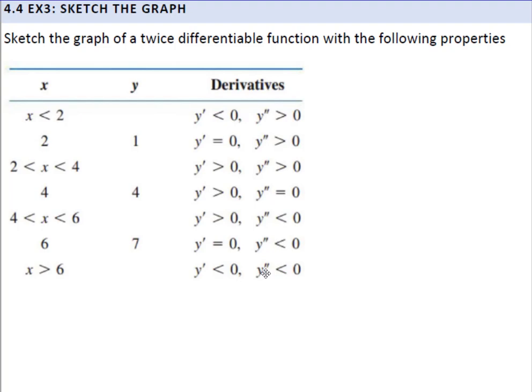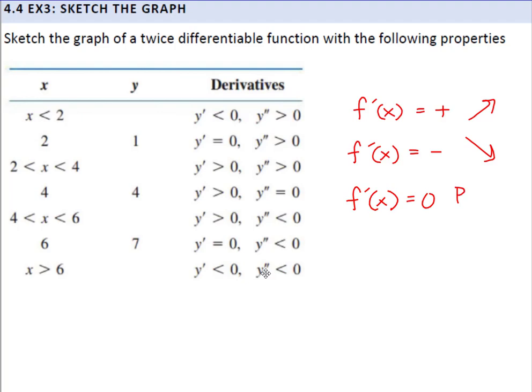Now remember, if the first derivative is positive, that would indicate increasing. So f prime of x is some positive number, we know the graph is increasing. If f prime of x is a negative number, it is decreasing. And if f prime of x equals 0, that is a possible max or min.